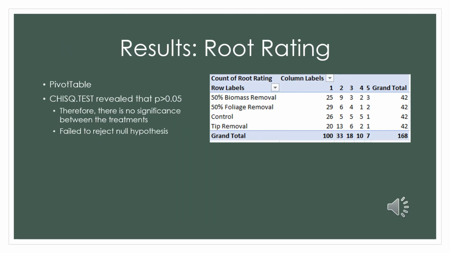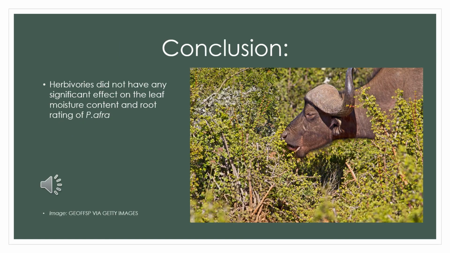As was the case with the leaf moisture content, the root rating showed no significant difference between the treatments, and a chi-square test failed to reject the null hypothesis. So in conclusion, herbivory did not have any significant effect on the leaf moisture content and the root rating of spekboom.